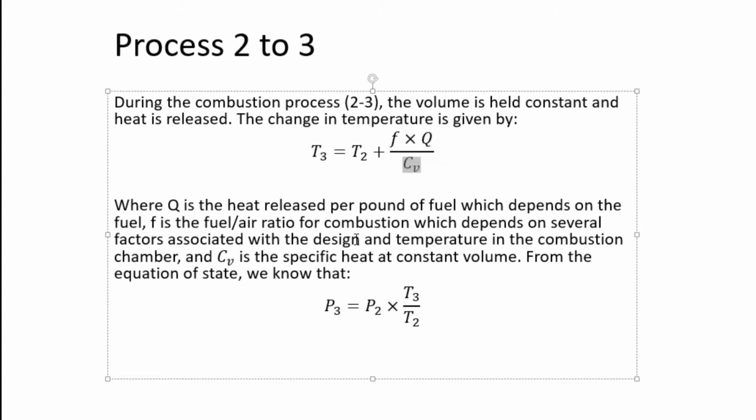And from the equation of the state, we can also find out the pressure P3. The pressure P3 can be calculated as we know that P3 divided by T3 is equal to P2 by T2. So we will multiply T3 here and we will get the pressure at the state 3.